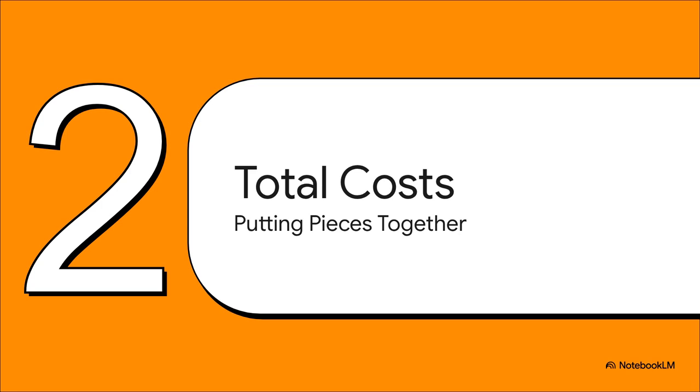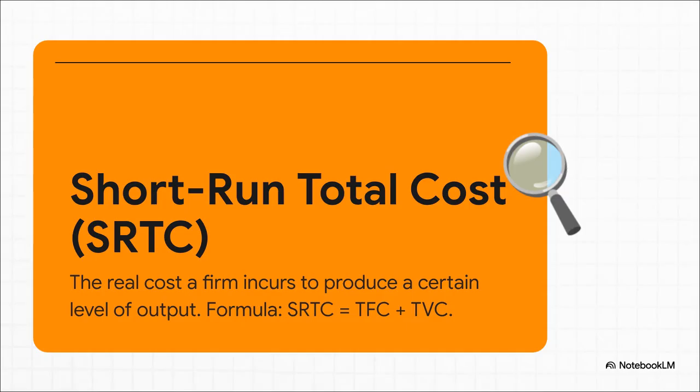The next logical step, right? Let's add them together. We need to see what the whole picture looks like, what the total bill is to get things done. And you know what? The formula for this is as easy as it gets. Your total cost is just your total fixed cost plus your total variable cost. That's the whole thing. This simple equation gives you the grand total, the full expenditure for producing a certain amount of stuff.